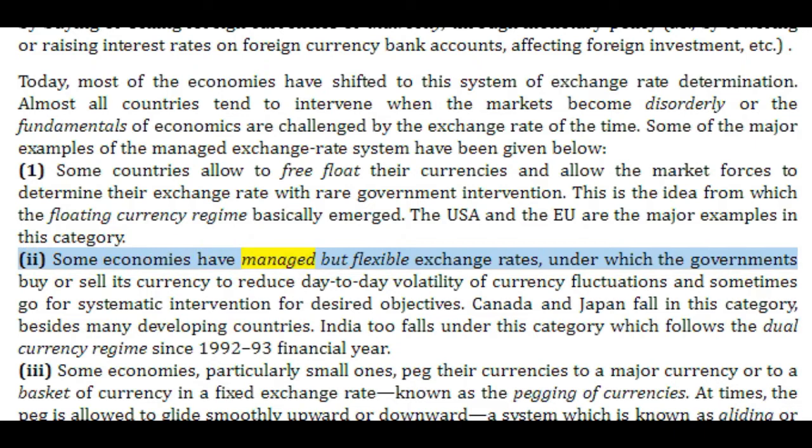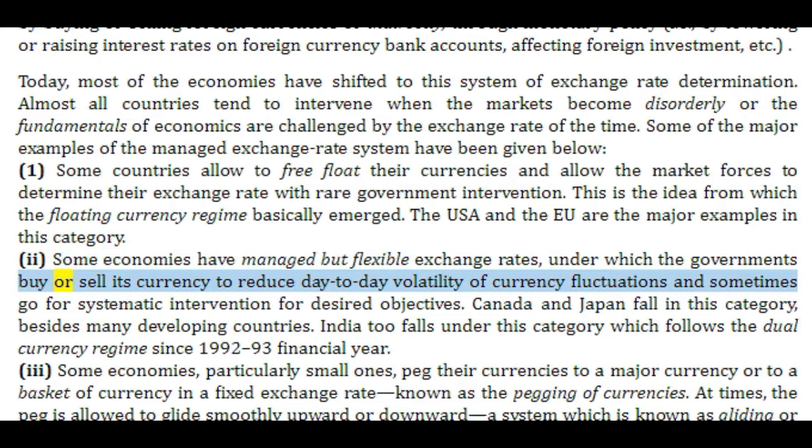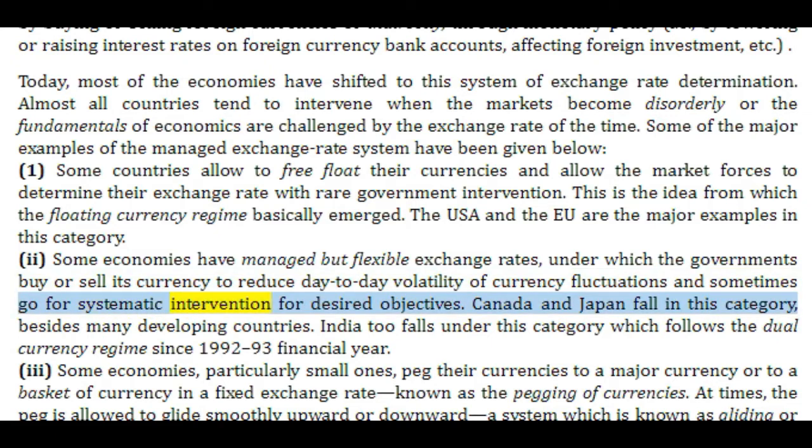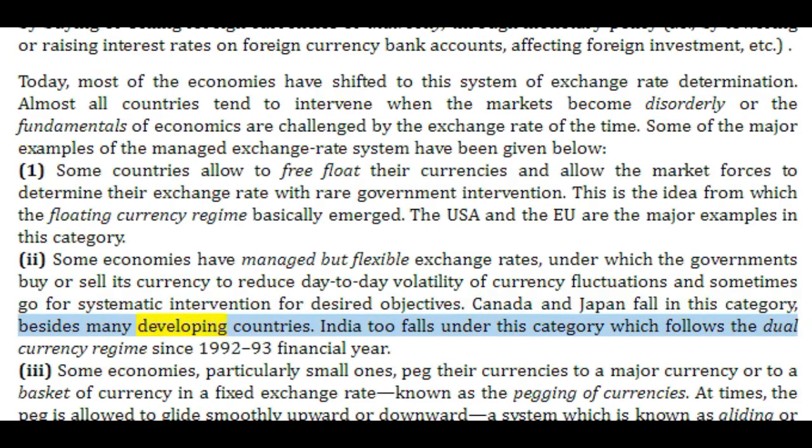2. Some economies have managed but flexible exchange rates, under which the governments buy or sell their currency to reduce day-to-day volatility of currency fluctuations and sometimes go for systematic intervention for desired objectives. Canada and Japan fall in this category, besides many developing countries. India too falls under this category, which follows the dual currency regime since the 1992-93 financial year.